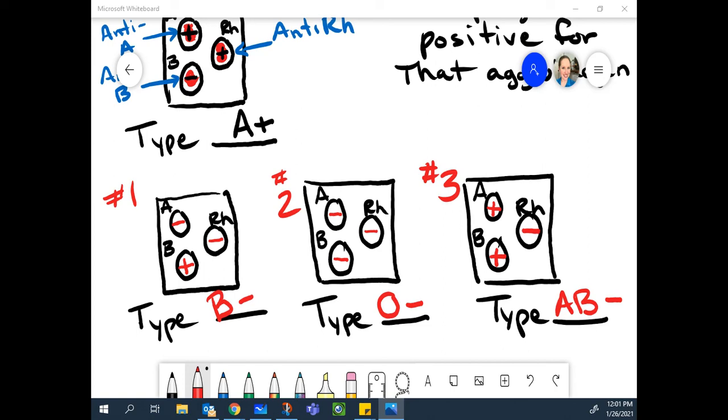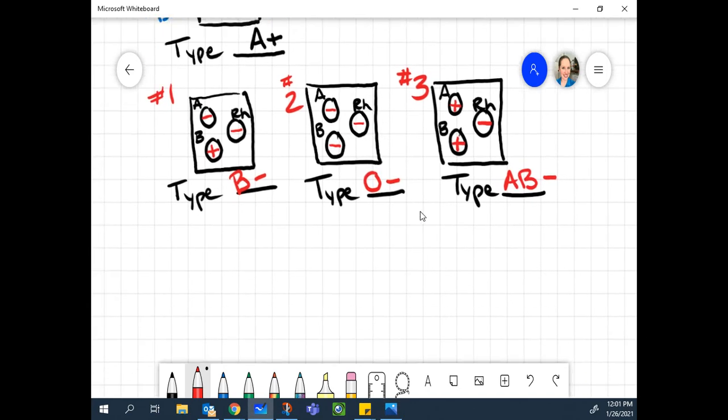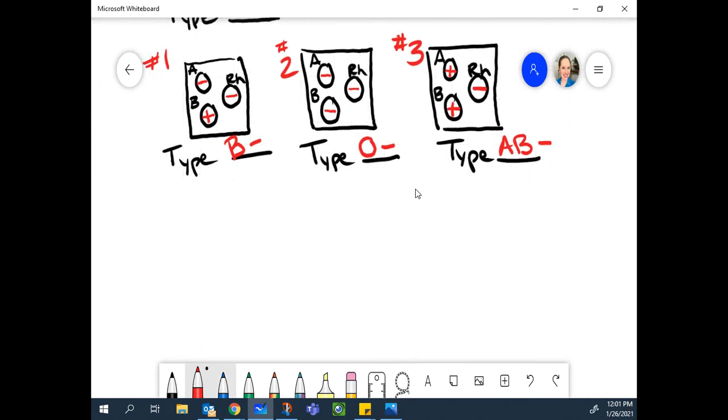Okay, so the other thing that we have been studying is the presumptive test for blood.